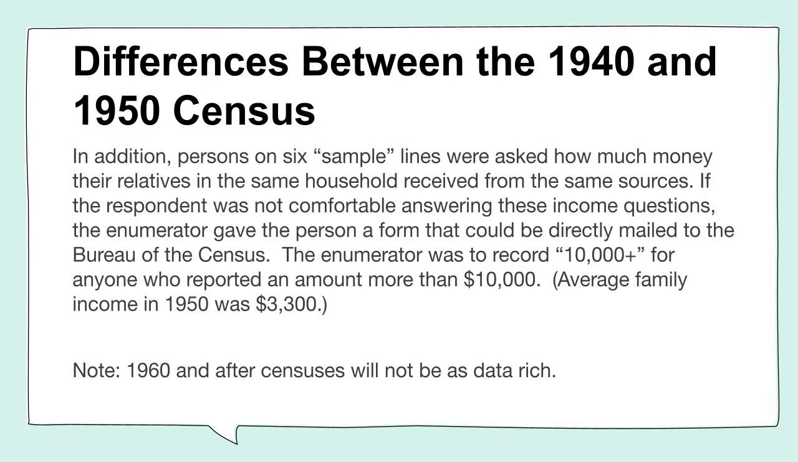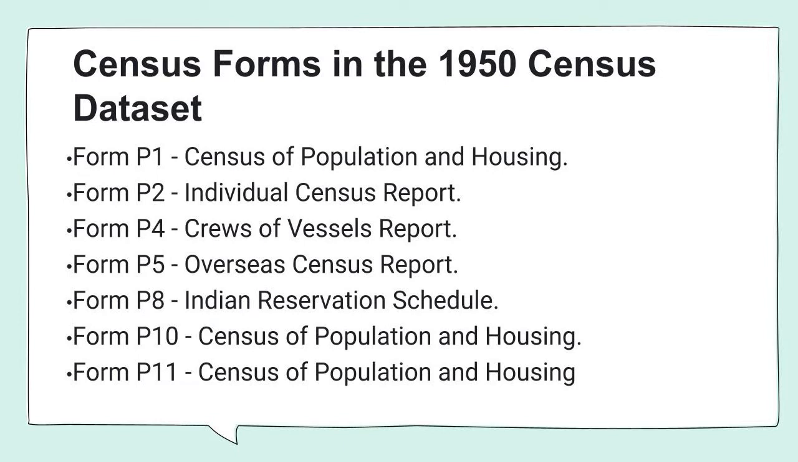I do want to point out that in 1960 and after, the census will not be as data rich as this one. Now let's take a look at the census forms in the 1950 census. The most common is the form P1. It's a census of population and housing. Population information was on the front, housing information was on the back.